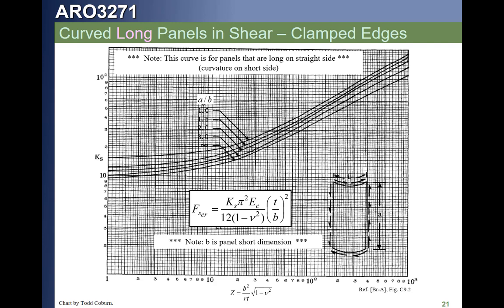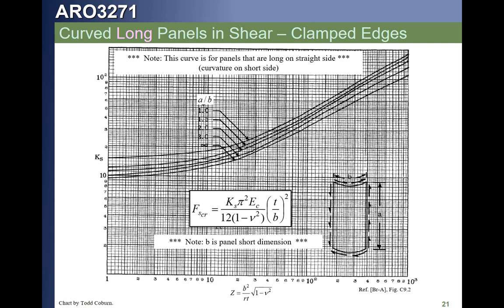use the next graph. So if we have a panel with clamped edges, which means all 4 edges can be assumed as clamped, we're rarely going to have that condition, except maybe analytically. We will calculate our Z. We will then use that Z to calculate a K for whatever A over B ratio we have. We will use that K and the B and the other panel dimensions to calculate our critical buckling allowable.